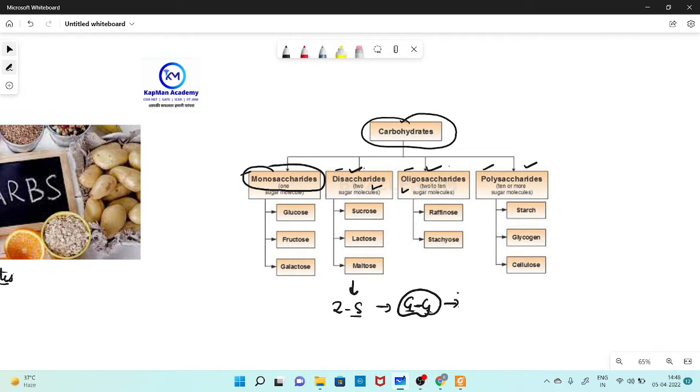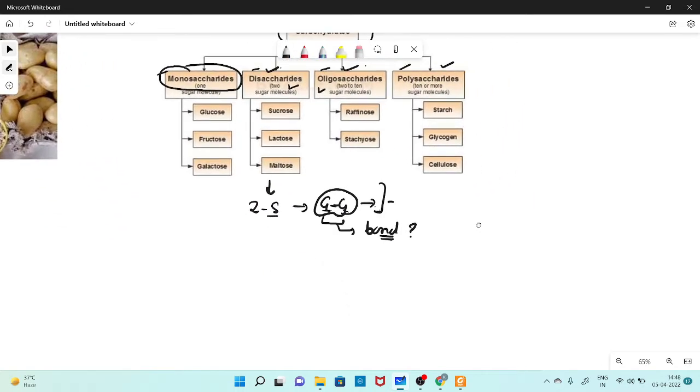right? So now the question is, how are they joined together? What type of bond is responsible here, right? And what are the features of these structures? So we are going to take examples of the famous disaccharides, for example, sucrose, lactose, and maltose, and see what different features the disaccharides have, right?